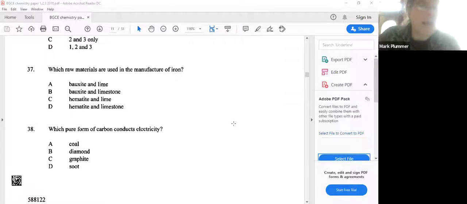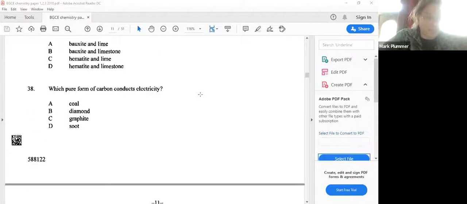Okay, number 38, allotropes of carbon. Which one produces the electricity? The answer to number 38 is C. None of the other allotropes of carbon or anything that's got carbon in it will conduct electricity. And if you don't know why that is, you need to have a look at your notes on allotropes, why it is that carbon in the form of graphite will conduct electricity, but carbon in the form of diamond will not, and certainly won't with coal and soot.